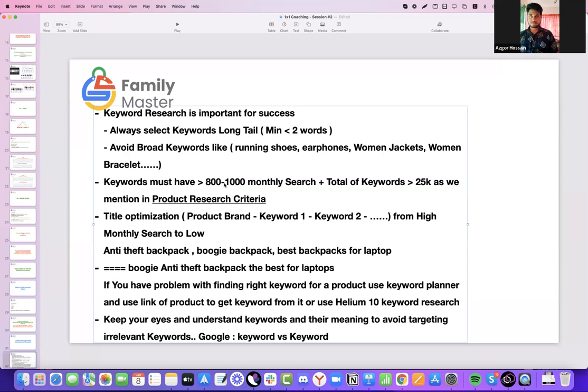Then, this is for title optimization. For the title, we always put keyword 1, 2, 3. Let's go directly to it.